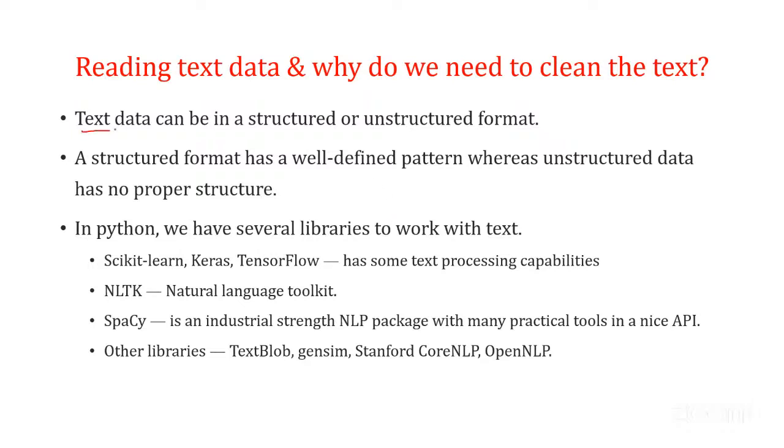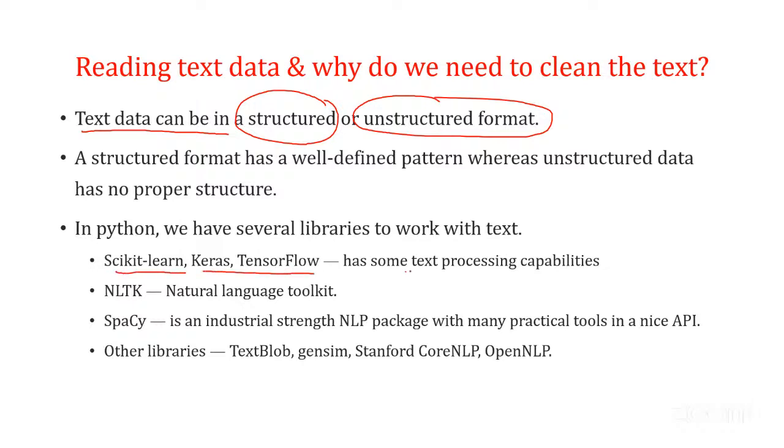Actually speaking, text can be represented either in a structured format or an unstructured format. Now, in order to process text in Python, we use various libraries such as scikit-learn, Keras, and TensorFlow for text processing capabilities. Today, I will be discussing NLTK, the Natural Language Toolkit. And one level up, you have libraries such as spaCy, Gensim, Stanford CoreNLP, and OpenNLP. Another free and easy library is called TextBlob.